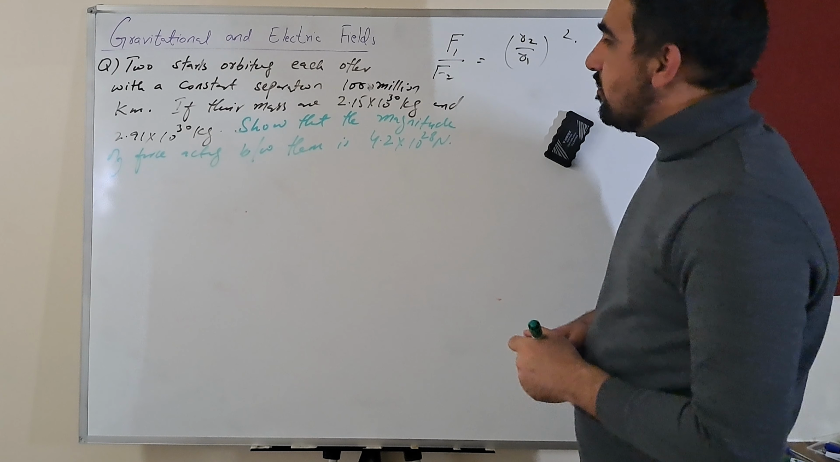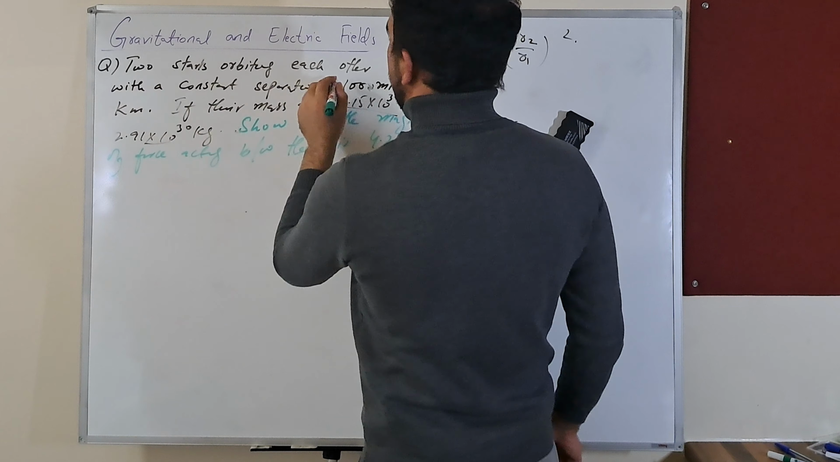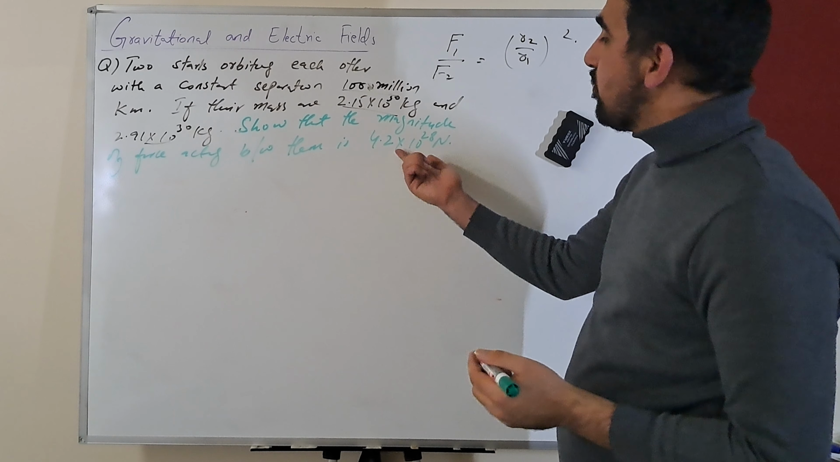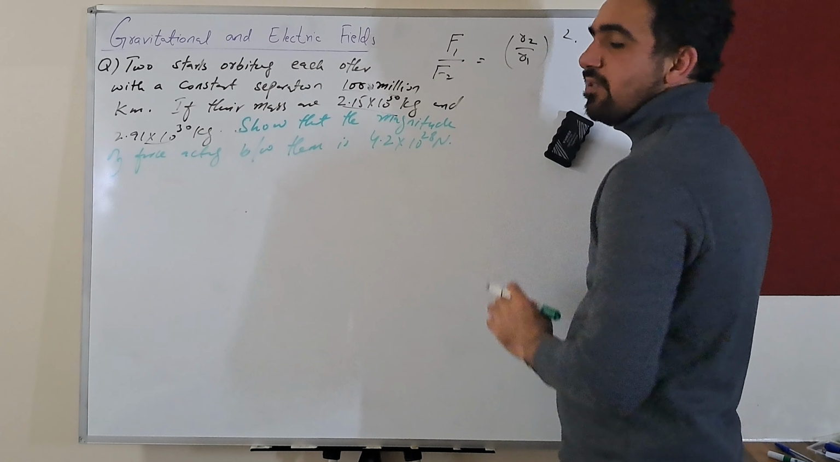Like, what can we do? We've got the masses and we've got the distance. She has also given us the force, but we need to prove that the force will turn out to be this value, or approximately equal to this value.